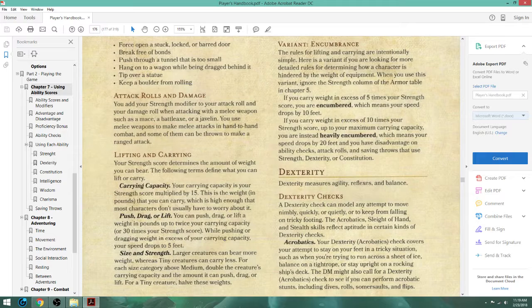If you're over encumbered, usually what happens is your speed drops. If you don't exceed your encumbrance, then you're good. But usually when you're heavily overweight with a bunch of stuff on your back, you lose speed.